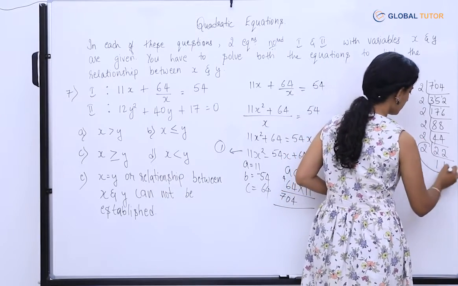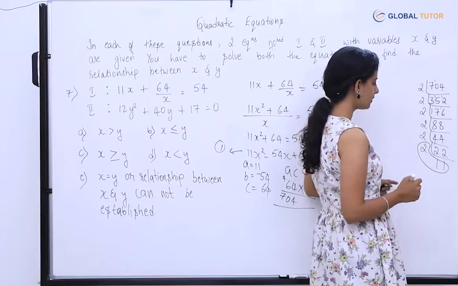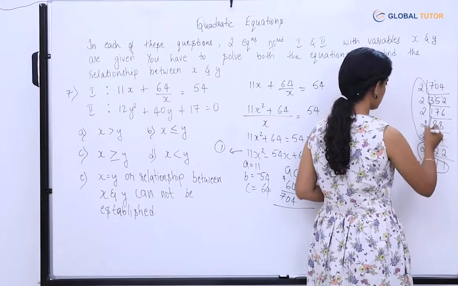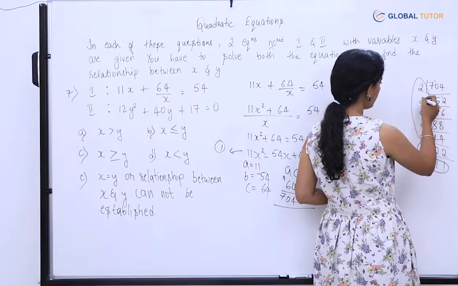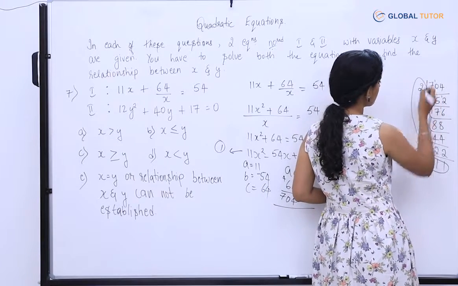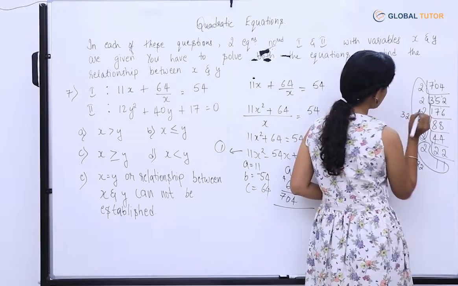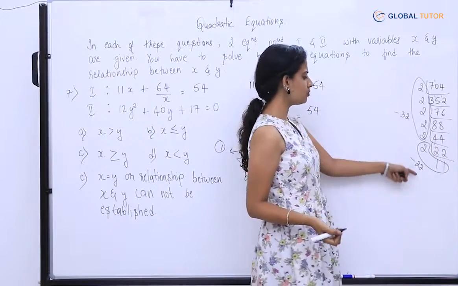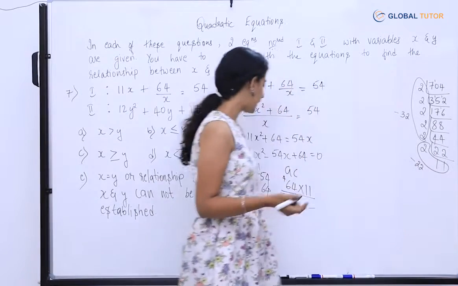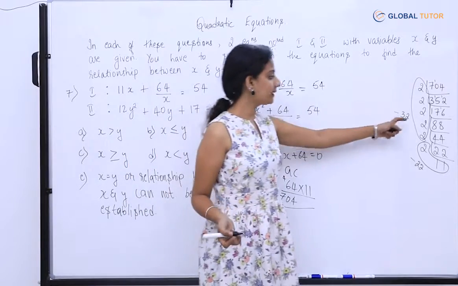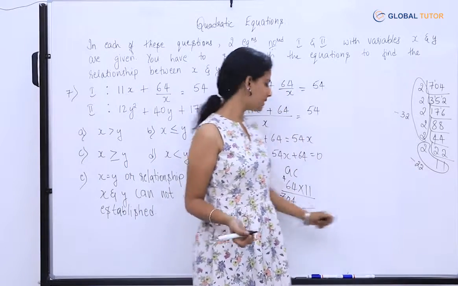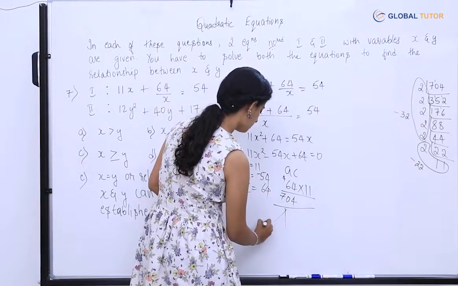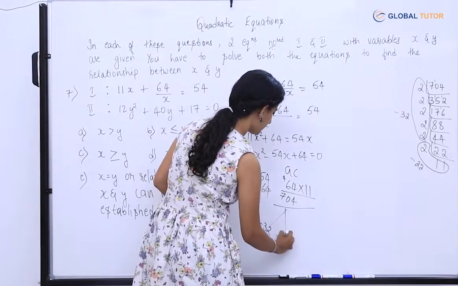Now we can group this 11 into 2, which is 22, and these numbers together: 2 into 2 is 4, 4 into 2 is 8, 8 into 2 is 16, 16 into 2 is 32. So we will take minus signs on both sides. So minus 32, minus 22, when we add them we get minus 54. Minus 32 into minus 22 is plus 704. So we are going to use minus 32 and minus 22.